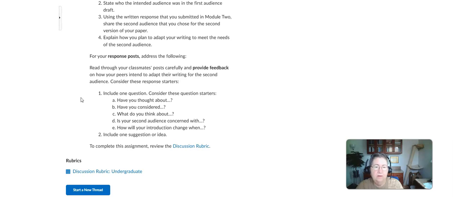Where is it occurring? Why is it a problem? How do you suggest it might be revised? And that's where number 2 comes in. Include one suggestion or idea. So don't just ask a question, answer it as well. Include one suggestion on how that could be fixed, made more effective, or an idea that you have that would help overall.